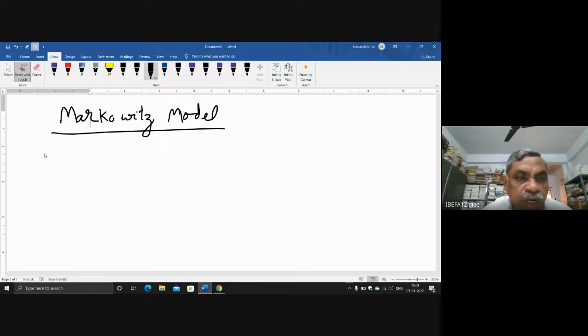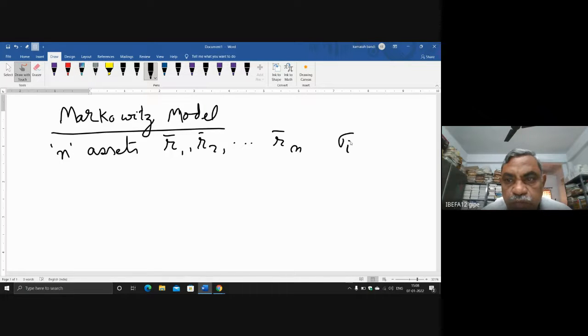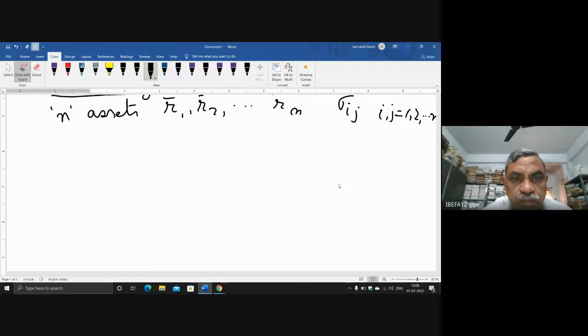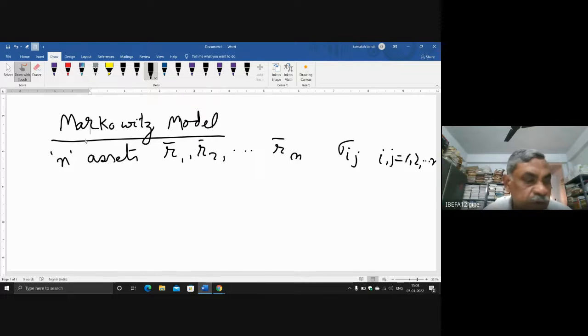The theorem goes like this. Let there be n assets. Their mean rates of return are, for each of the assets, r bar 1, r bar 2, etc., r bar n. And their covariances are sigma ij, with i, j running from 1 to n. Now a portfolio is defined by a set of these n weights. We construct a portfolio using n weights, w i, such that their sum is unity. Of course, negative weights are allowed wherever there is some short selling.